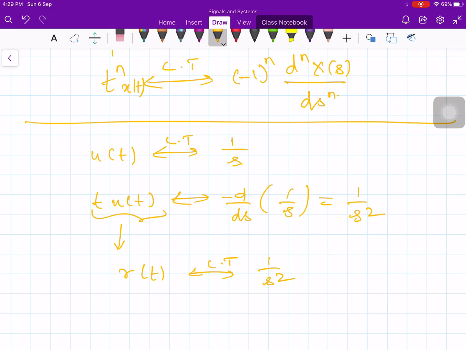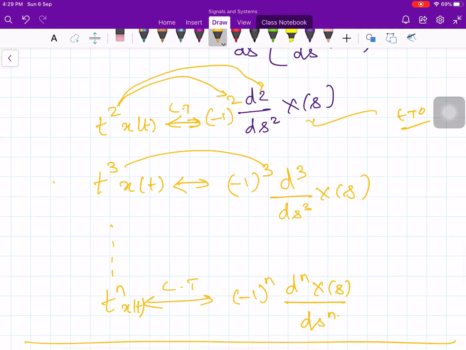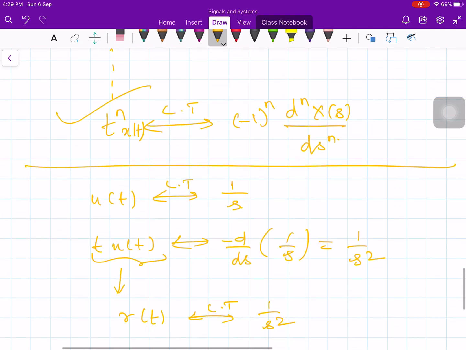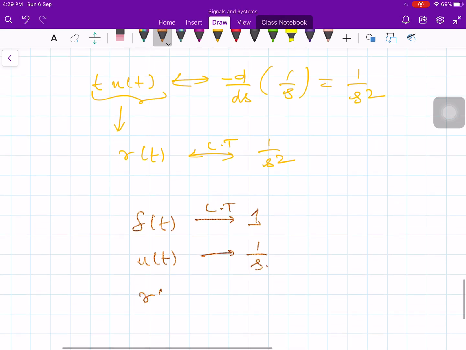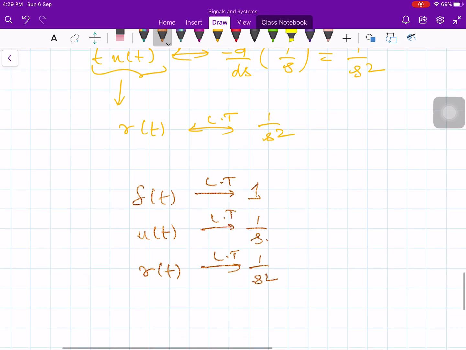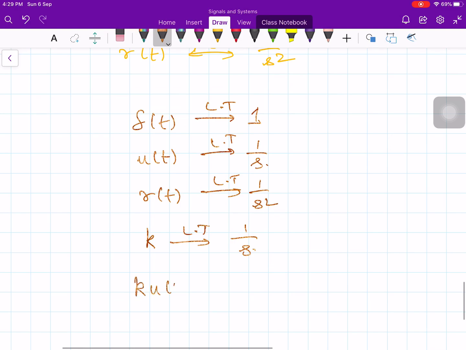So we can extend our Laplace transform pairs like this: t squared, then t cube up to t to the n. So the result goes like this. If you take delta of t, the Laplace transform is 1. For u of t, the Laplace transform is 1 over s, and for r of t, the Laplace transform is 1 over s squared. If you take some constant k, the Laplace transform is k over s. Or you can take constant times u of t, then also the Laplace transform is constant over s. These are some important results that one should keep in mind.